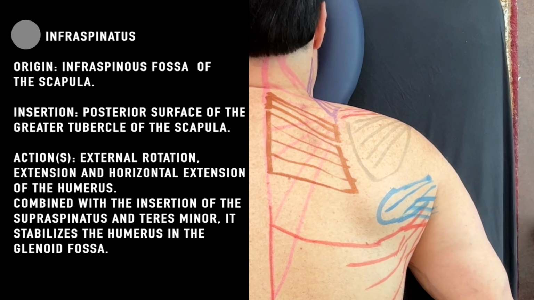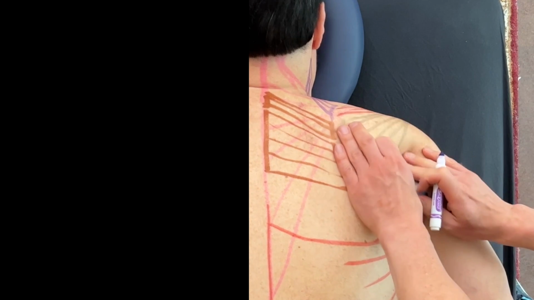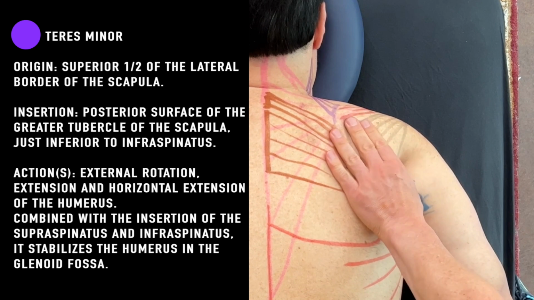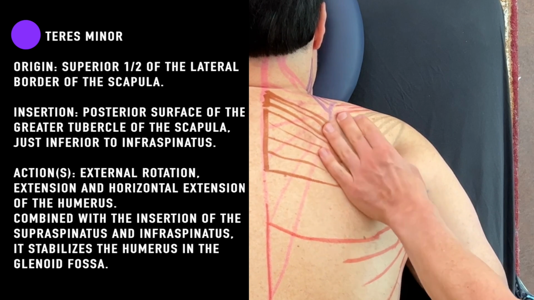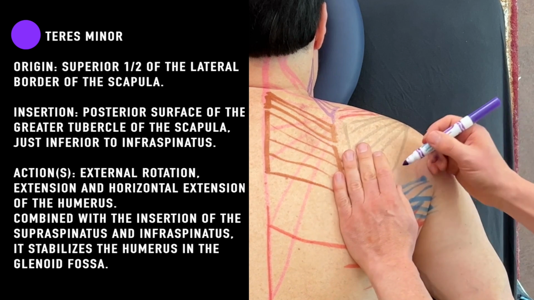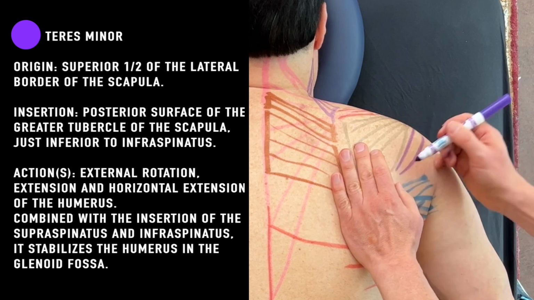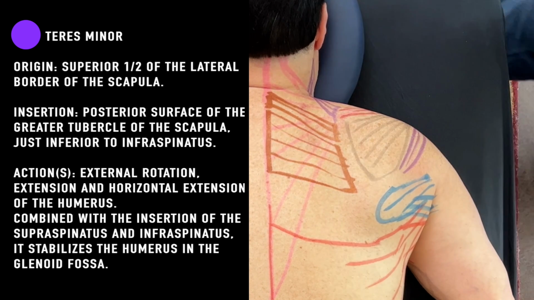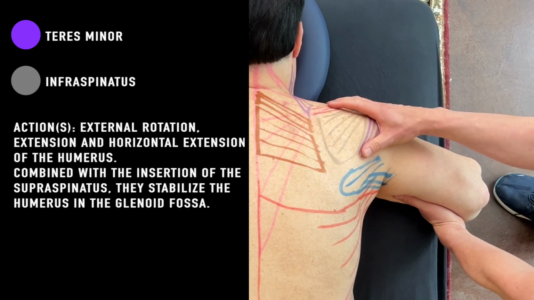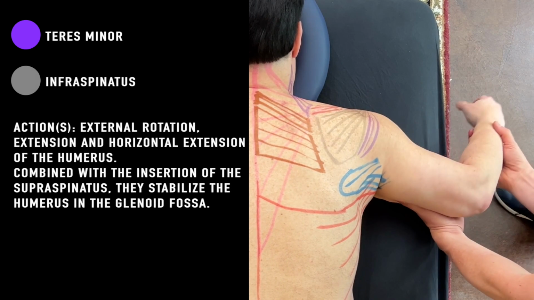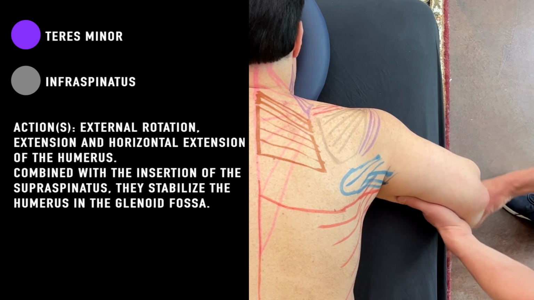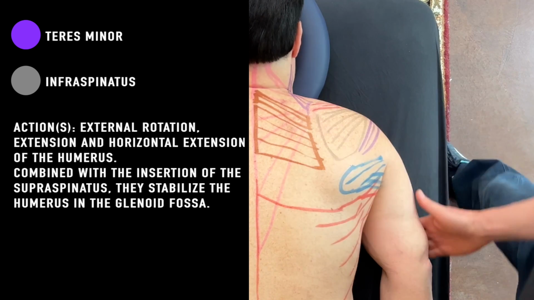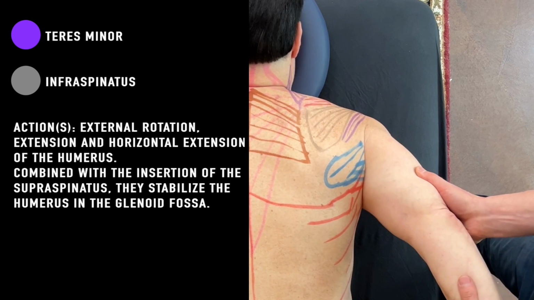And it is functionally paired with the teres minor, which is just below it. So we can feel on the medial border, the lateral border of the scapula, a little bit of a flip of a muscle right off the edge of it. That is teres minor. Sometimes teres minor and infraspinatus are actually the same muscle. Functionally speaking, they're the same. Besides stabilizing the humerus to the scapula, they externally rotate the humerus. They will also help horizontally extend. You can see them coming together there. And they will also assist with extension of the humerus.